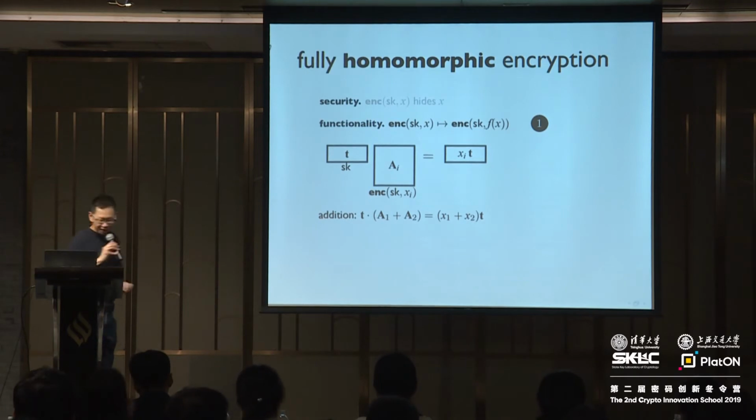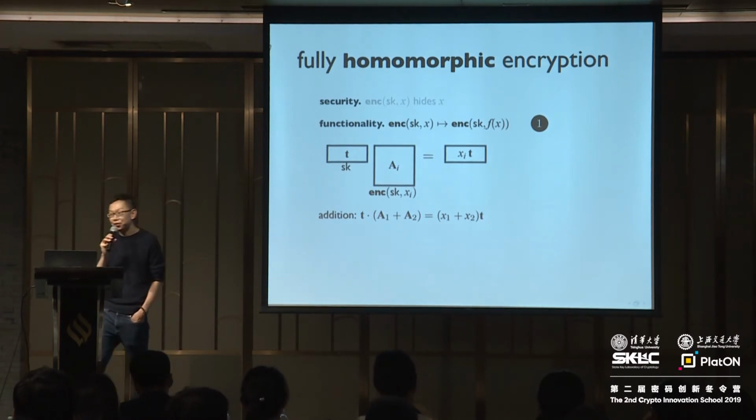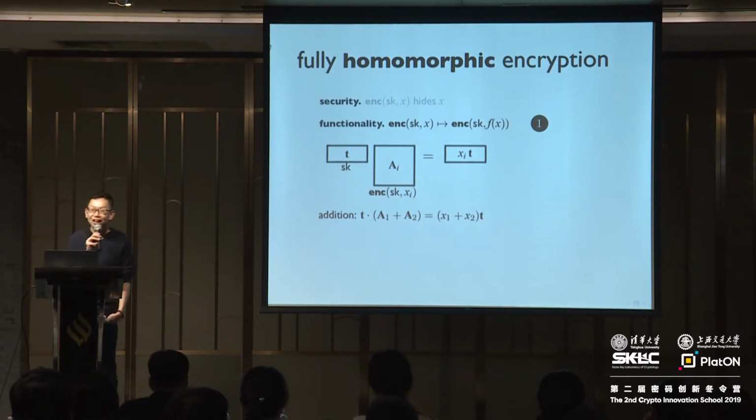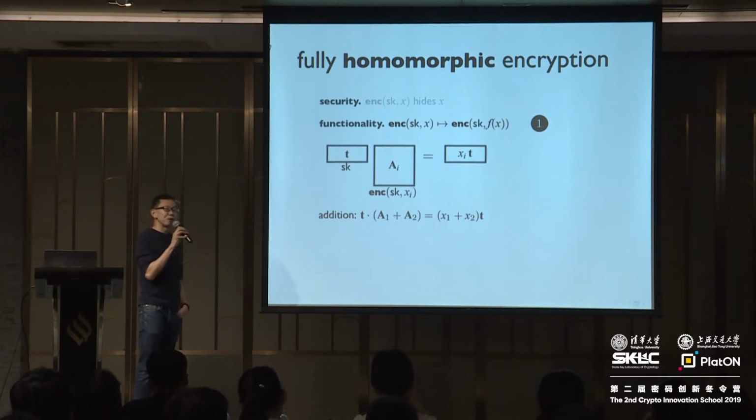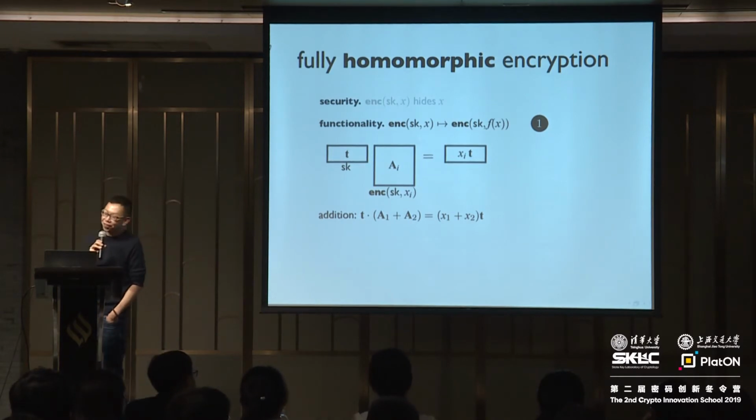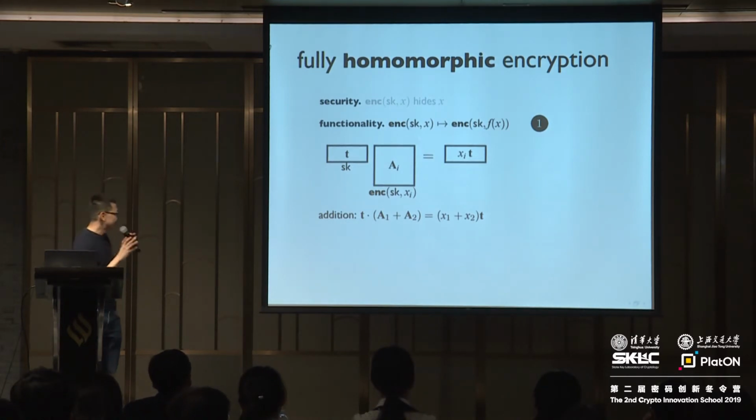Let's handle addition first. Given A1, which is the encryption of X1, and A2, which is the encryption of X2, we want to get an encryption of X1 plus X2. Here it is fairly straightforward: you basically just add the two ciphertexts. Correctness follows from the fact that t times (A1 plus A2) is (X1 plus X2) times t. Any questions? Alright, good. So the bigger challenge here is multiplication.